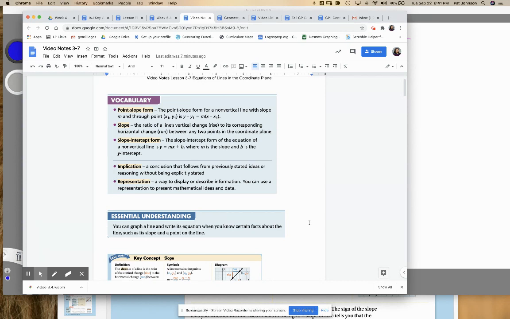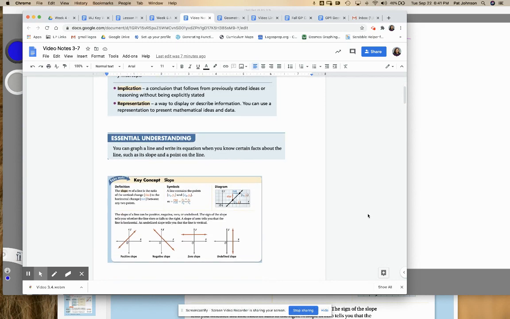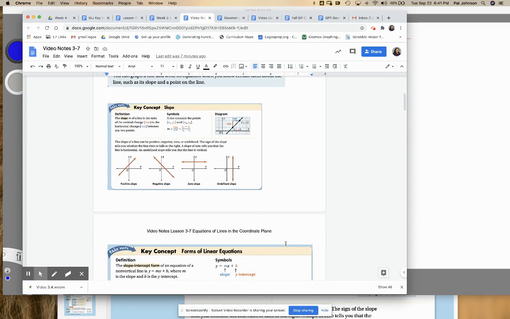And this should be a refresher. This should be familiar. You should have already seen this and done this. So now we're just going to make sure we understand it and know it well. So in this lesson, we're going to graph and write linear equations with certain facts about the line, such as a slope and a point of the slope. So let's go straight into our key concept.